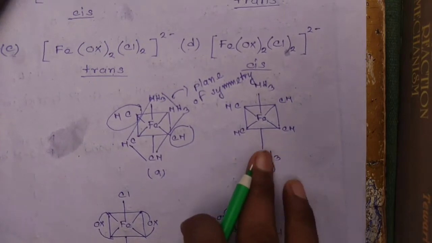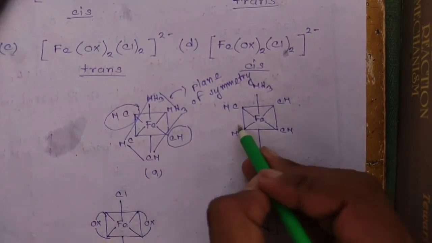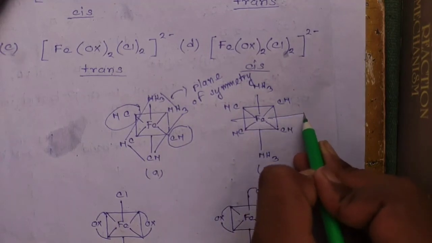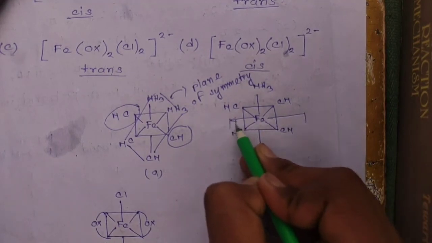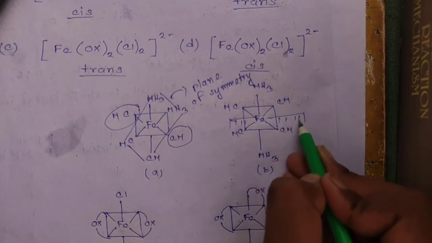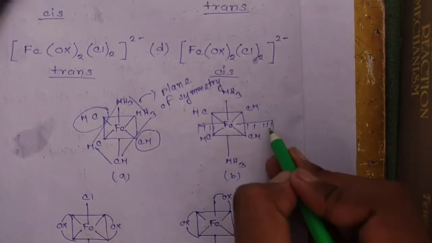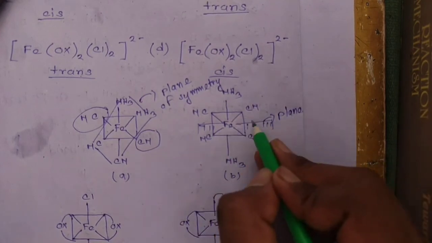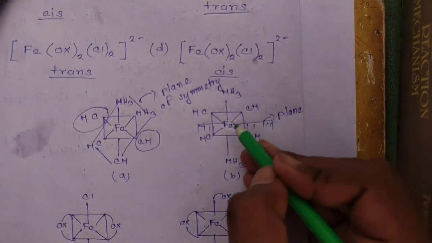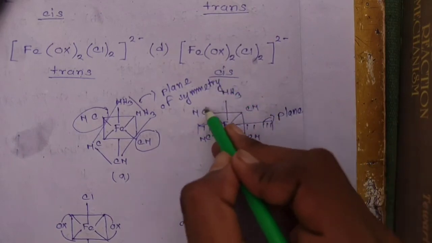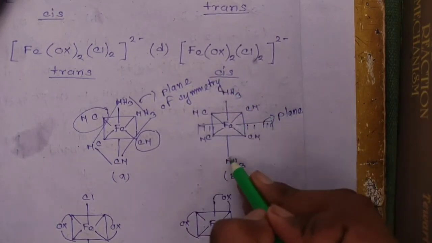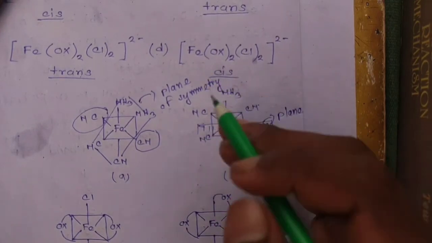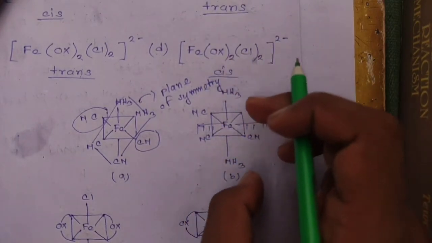Here we can simply notice that this is a plane of symmetry, so it is also optically inactive. It also contains this plane. Above side one ammonia and two cyanide groups, below side one ammonia and two CN groups. So it divides the molecule into two equal halves.